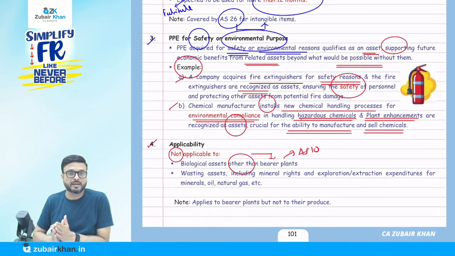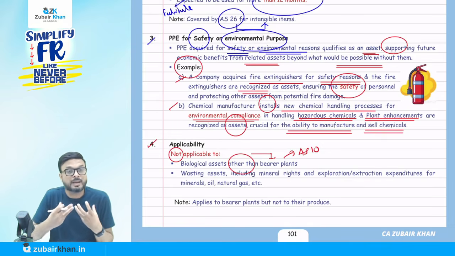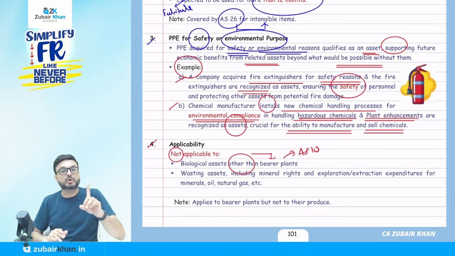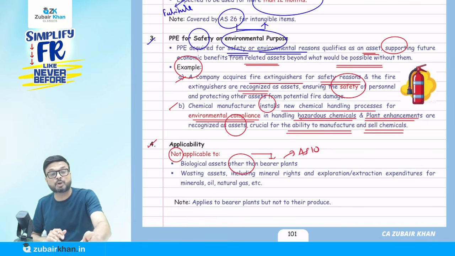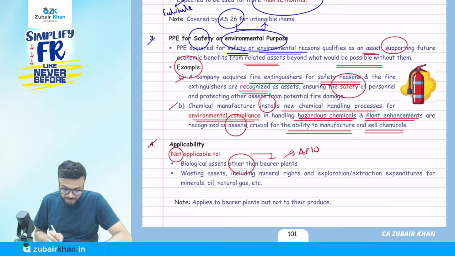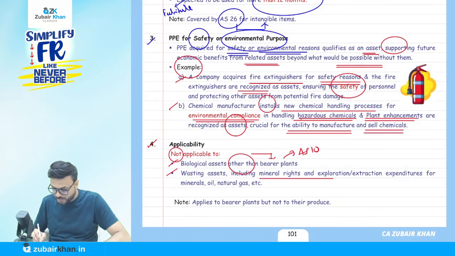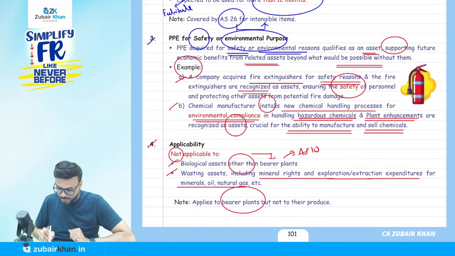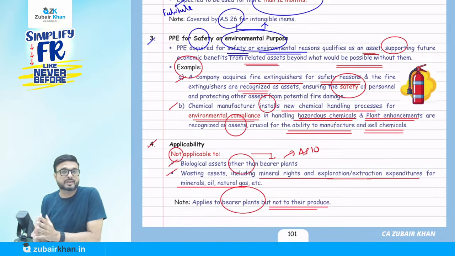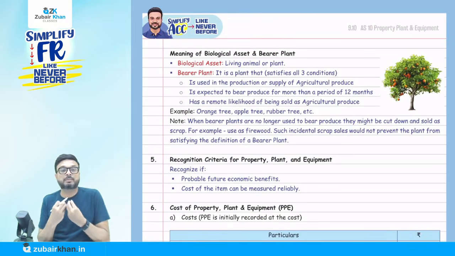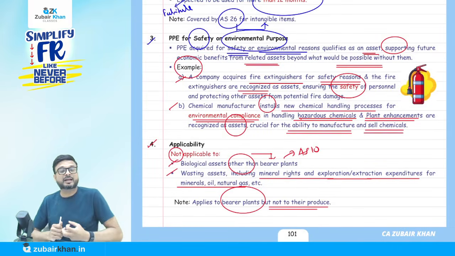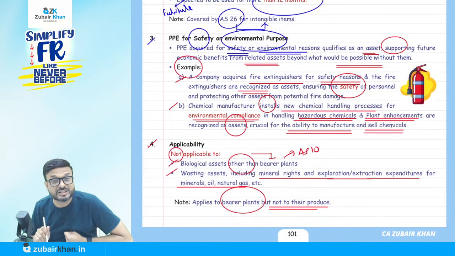Now the question will come to your mind: what do you mean by biological asset? What do you mean by bearer plant? I will come to that. But remember that AS 10 is not applicable to biological assets, but it is applicable to bearer plants. It is also not applicable to wasting assets, including mineral rights and exploration or extraction expenditure for minerals, oil or natural gas, etc. I will come to bearer plants, but not to their produce. First, you have to understand what a biological asset is, what a bearer plant is, and what this note means. Yes, we know that Accounting Standard 10 is applicable to bearer plants, but not to their produce.